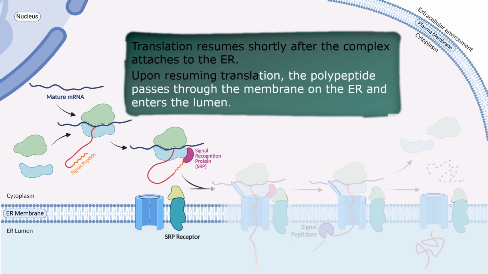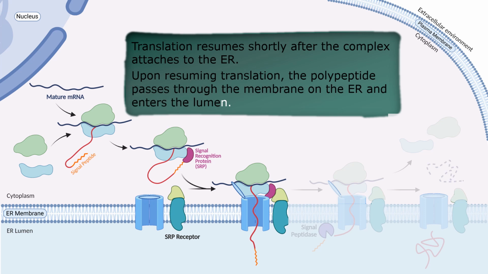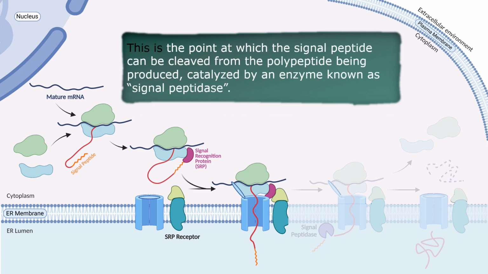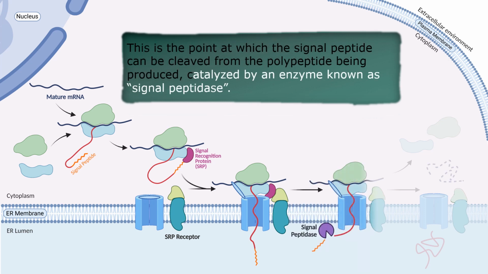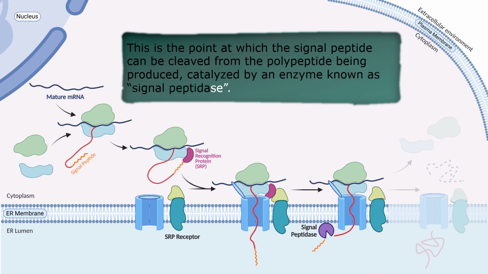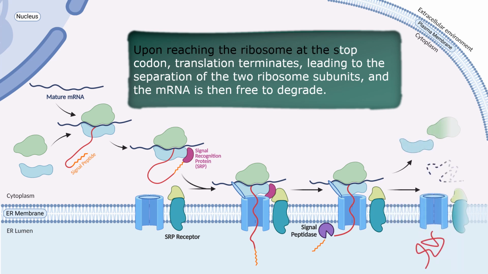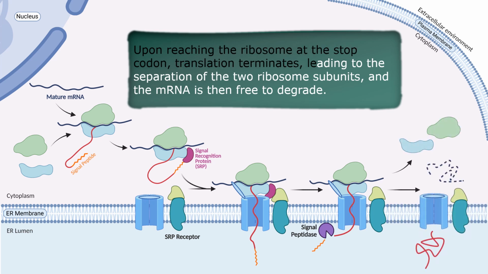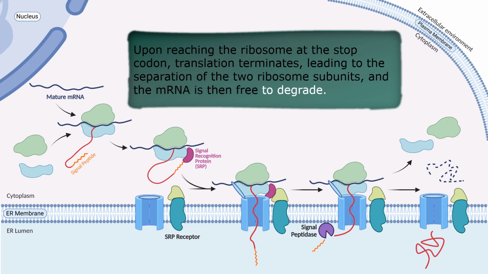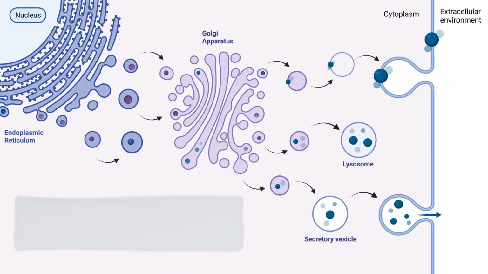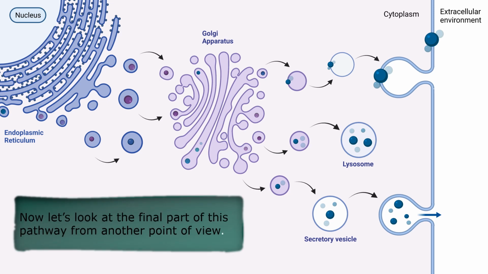Upon resuming translation, the polypeptide passes through the membrane on the ER and enters the lumen. This is the point at which the signal peptide can be cleaved from the polypeptide being produced, catalyzed by an enzyme known as signal peptidase. Upon reaching the ribosome at the stop codon, translation terminates, leading to the separation of the two ribosome subunits, and the mRNA is then free to degrade. Now let's look at the final part of this pathway from another point of view.